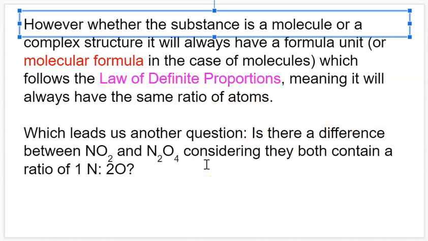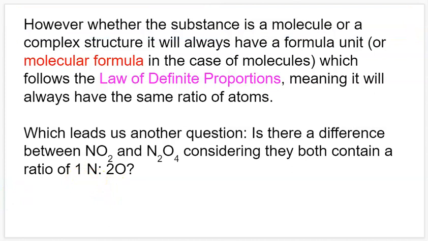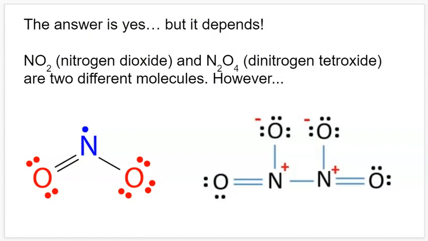If that ratio is so important, is there a difference between NO2 and N2O4, considering both of these substances have the same ratio of nitrogen to oxygen, being 1:2? And the answer here is actually complicated. The answer is technically yes, but it depends on what we're looking at. In this particular example, NO2, which is called nitrogen dioxide, and N2O4, which is called dinitrogen tetroxide, these are two distinct different molecules. And you can look at their molecular formulas, you can assemble them together and see that these are two different things. They're going to have different chemical properties, different physical properties.